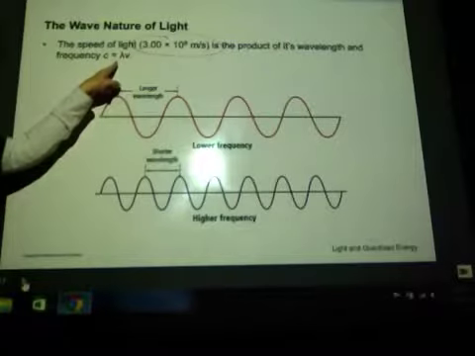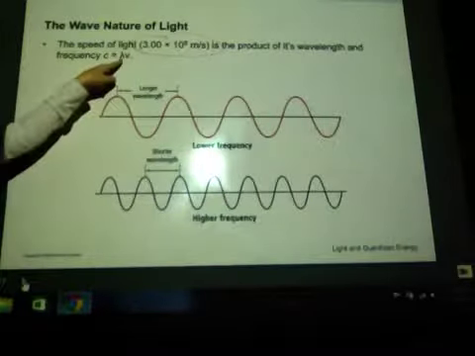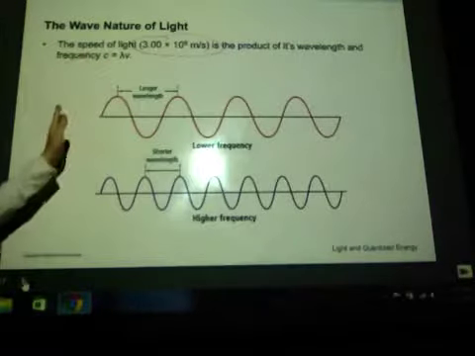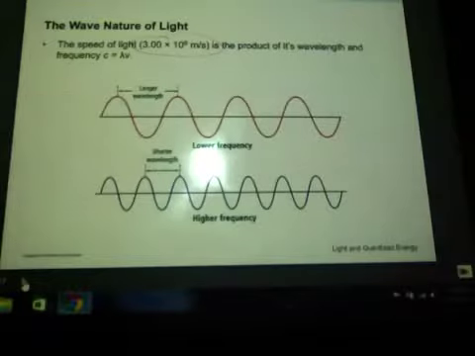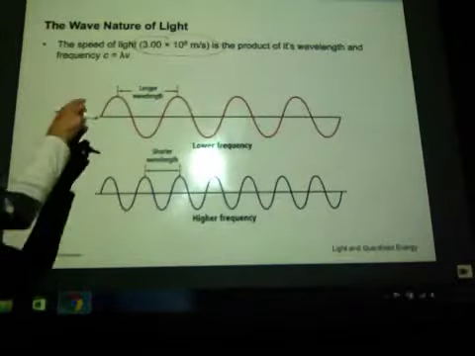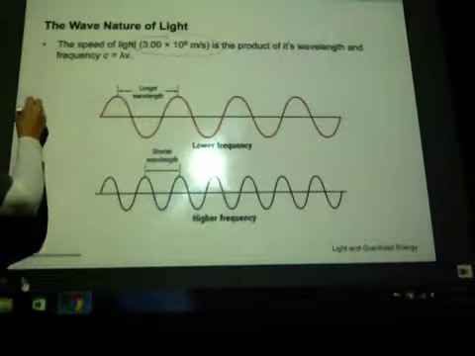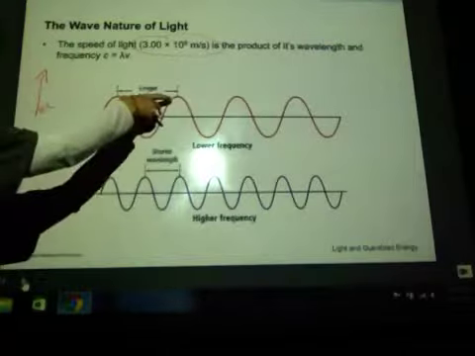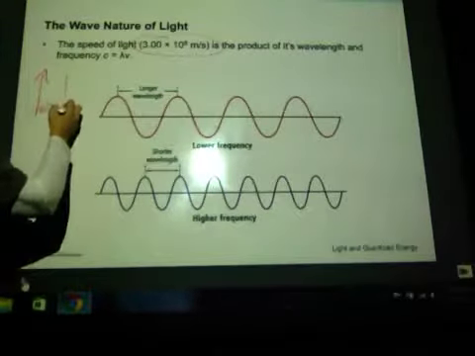And then I can use that to calculate the wavelength. This is the symbol for wavelength, and velocity. And if I look at these, it is an inverse proportion. If I have a longer wavelength, so if my wavelength gets bigger, my frequency is smaller.